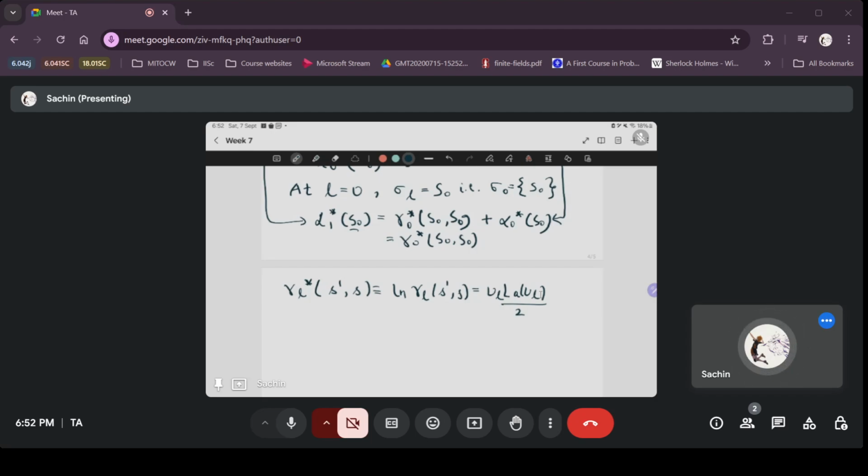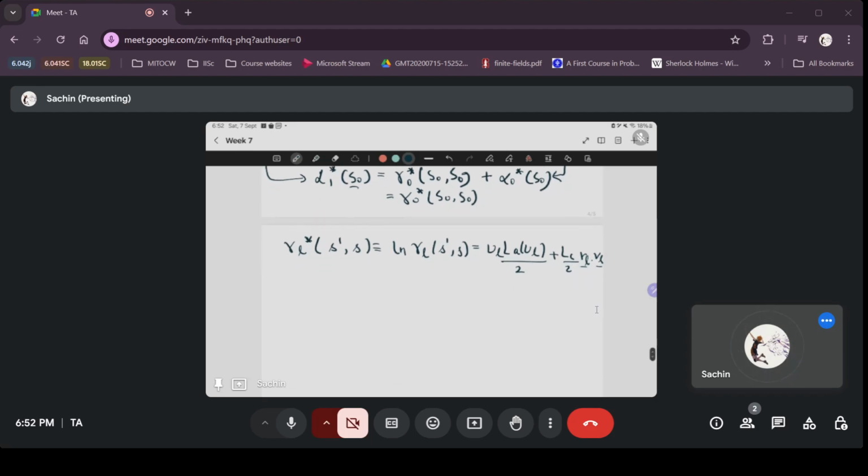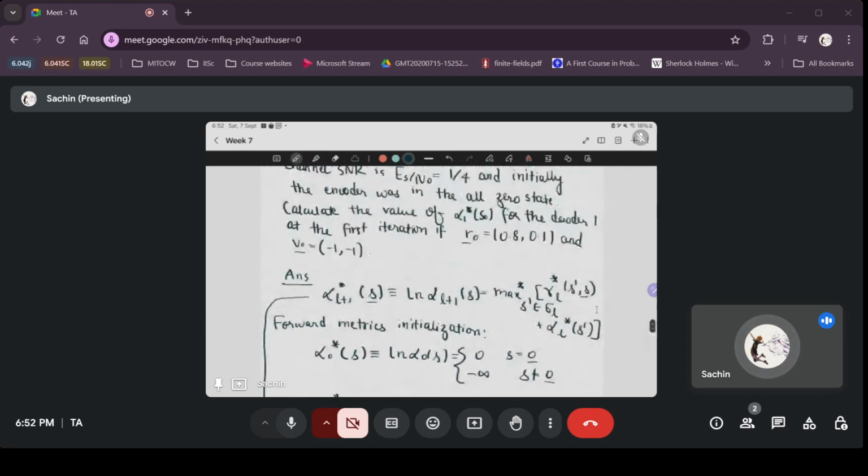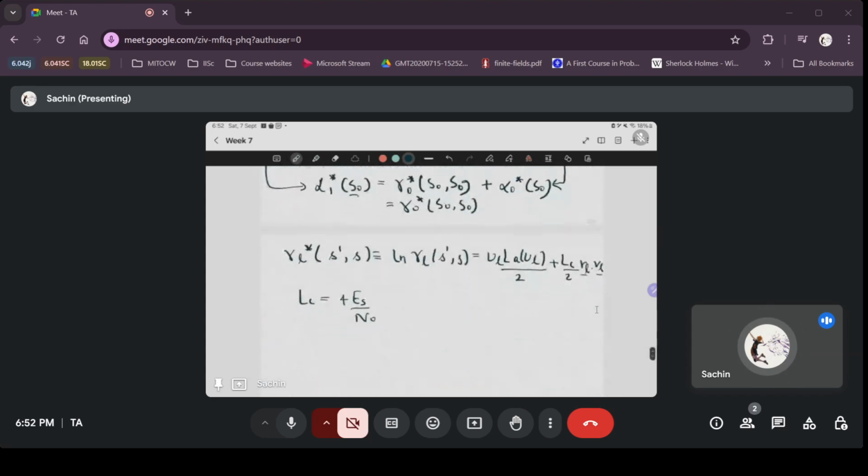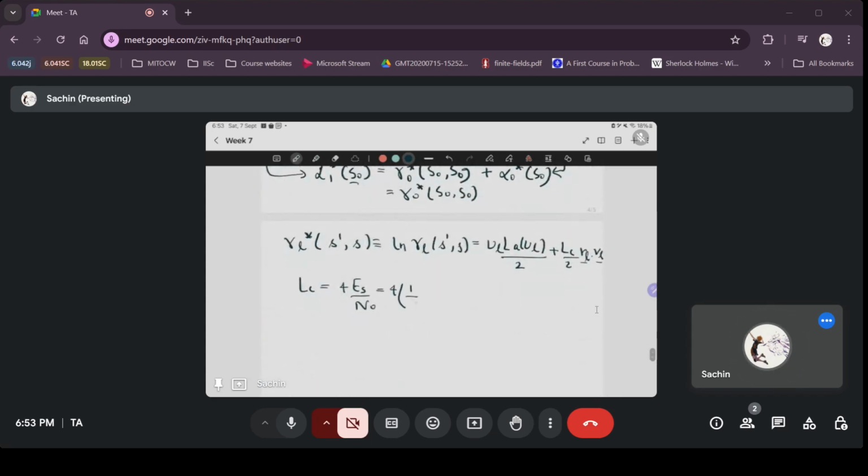So that's L_A of UL plus LC by 2 of RL dot VL, where LC is the channel reliability factor, which is equal to 4 times ES over N naught. But ES over N naught, according to our question, is equal to 1 over 4. So this is 4 times 1 over 4, which is equal to 1.